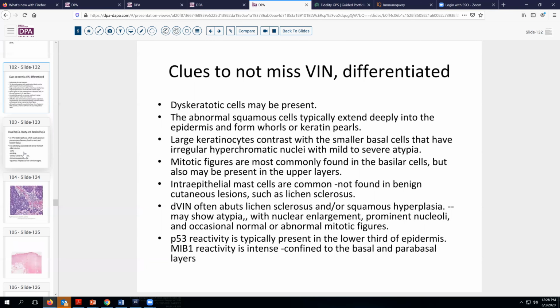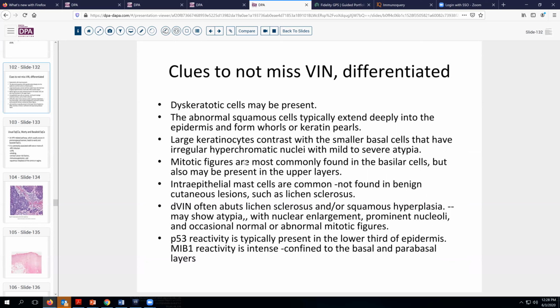So what are the clues to not miss this differentiated VIN? Well, if you see dyskeratotic cells, that's not a feature of lichen sclerosis. So you should be thinking of either differentiated VIN or potentially invasive carcinoma. The abnormal squamous cells typically extend deeply into the epidermis, and they may form whorls or keratin pearls. If you've got large keratinocytes contrasting with smaller basal cells that have irregular nuclei and atypia, again, that's a feature.